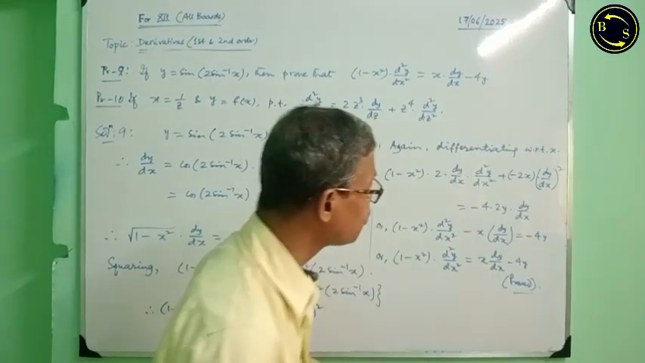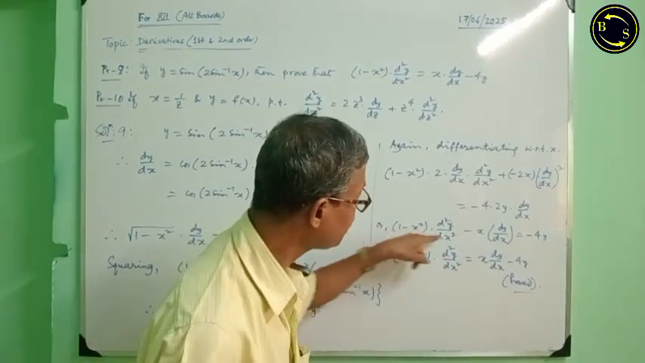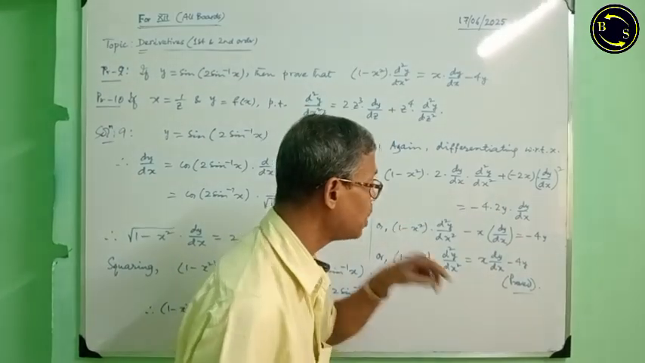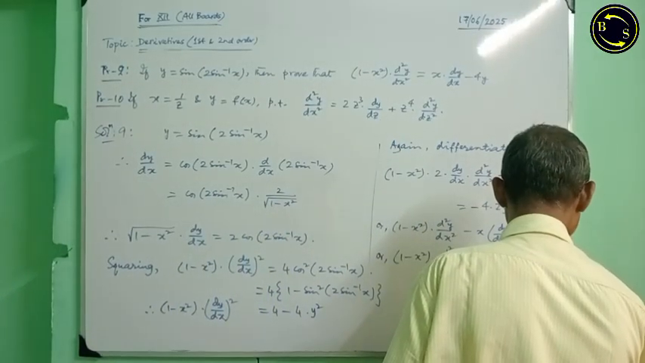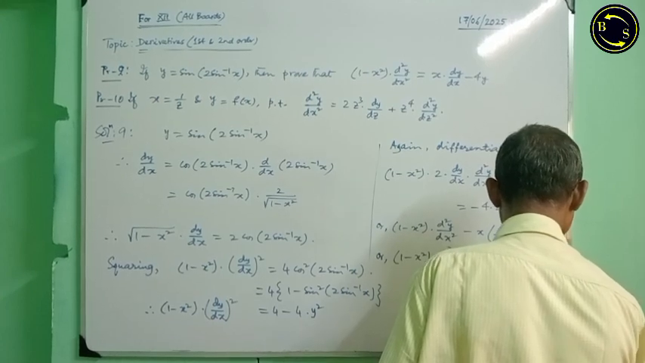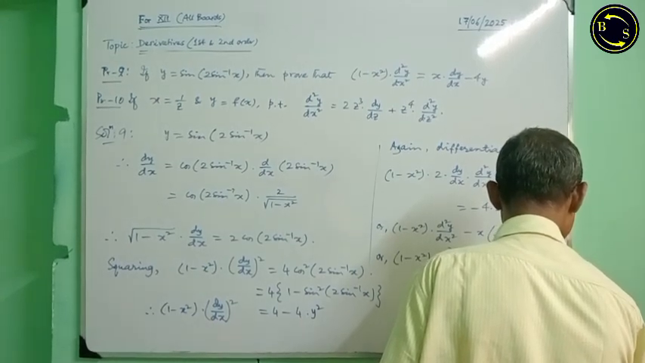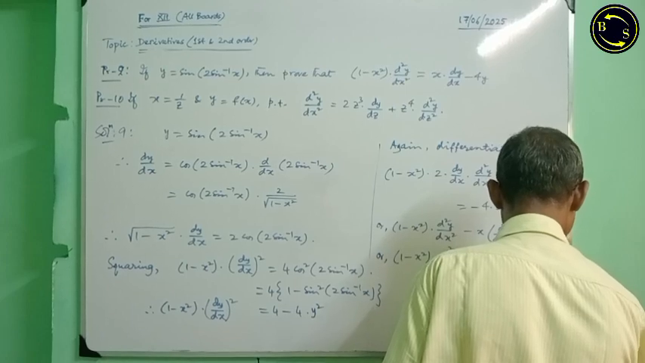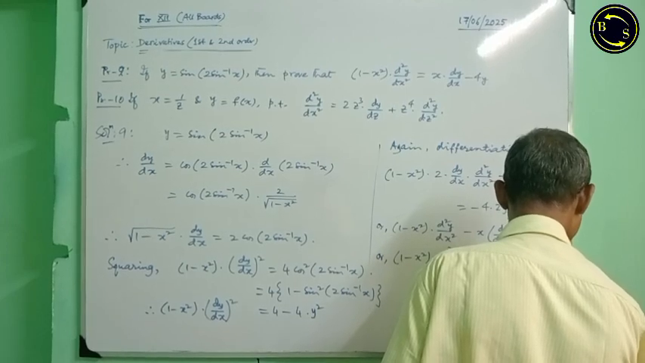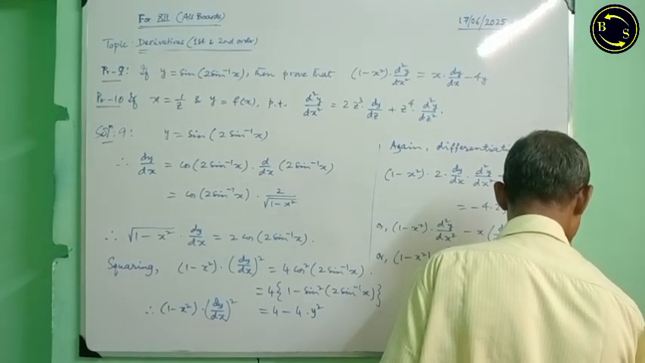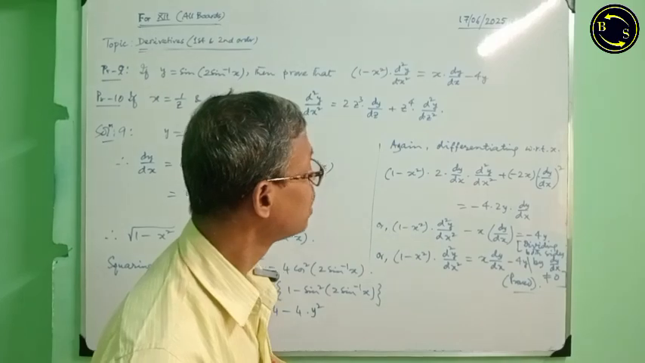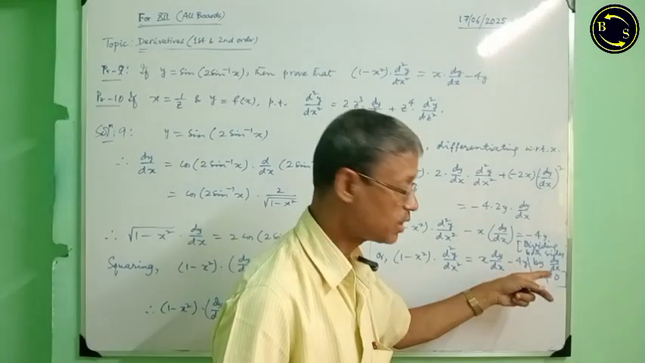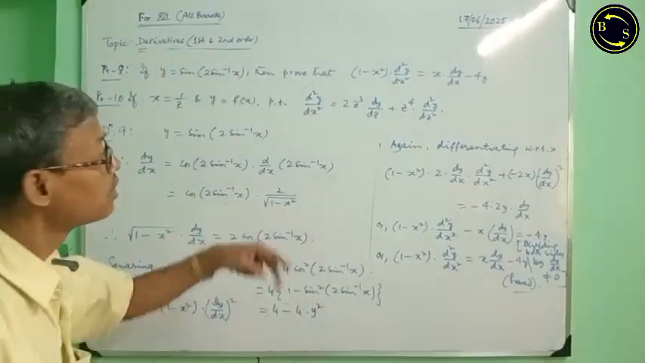One thing I have to mention, that we are dividing this step by dy/dx. You mention that we are dividing both sides by dy/dx, and we consider that non-zero. It will be better if you mention that. Hence the sum is solved.